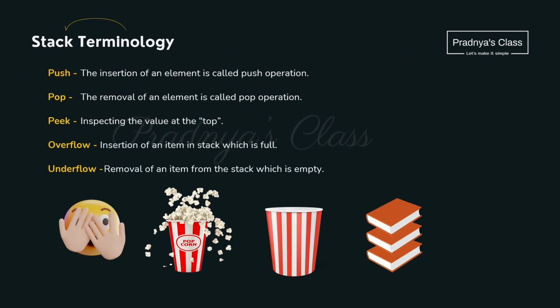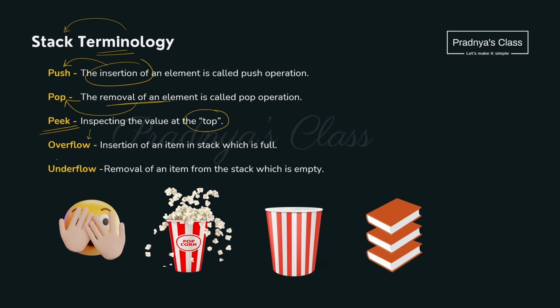Now let's discuss some of the terminologies that we will be using in the case of the stack data structure. When we insert any element, that is called push. And removing or deleting any element from the stack is called pop. There is one more term, that is peek. Peek means checking out which is the element at the top position.